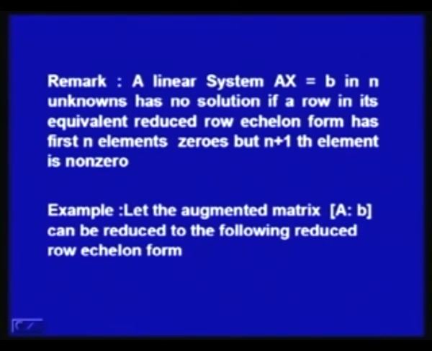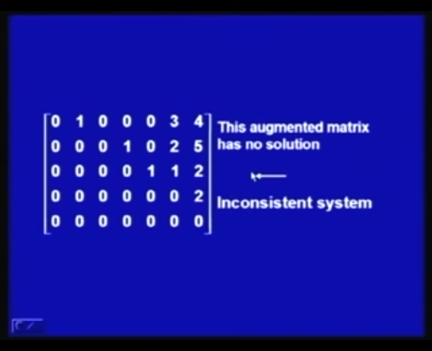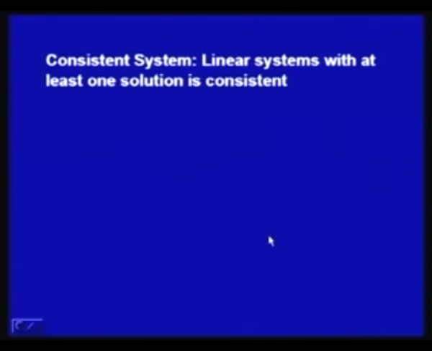An example is, let the augmented matrix AB be reduced to the following reduced row echelon form as this. Now, you may notice that this particular row has all zeros except the last column as 2. Now, this is an inconsistent system, because whatever be the values of x1, x2, xn you consider, that will not be equal to 2. So, this system will not have any solution. So, this augmented matrix has no solution, and we say such a system is an inconsistent system.